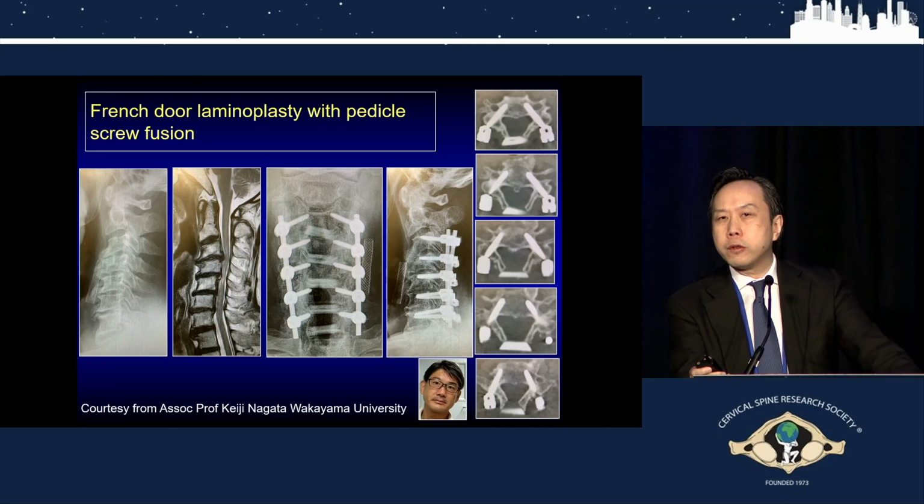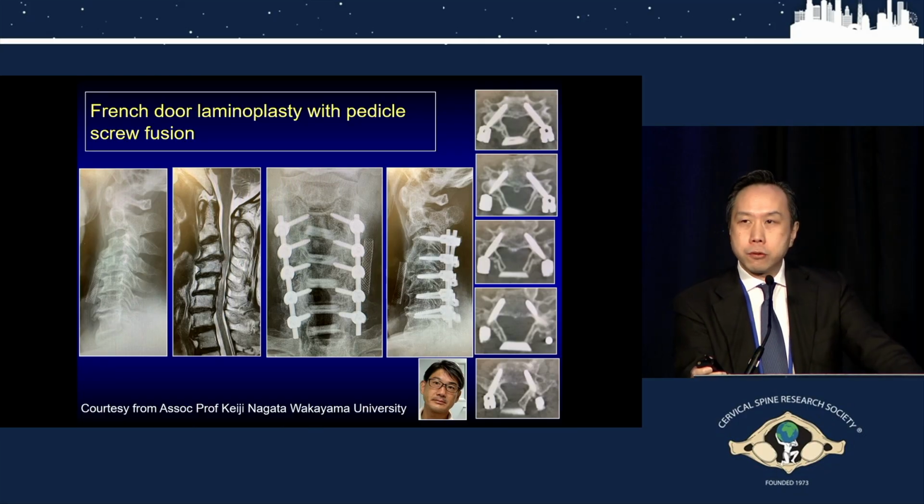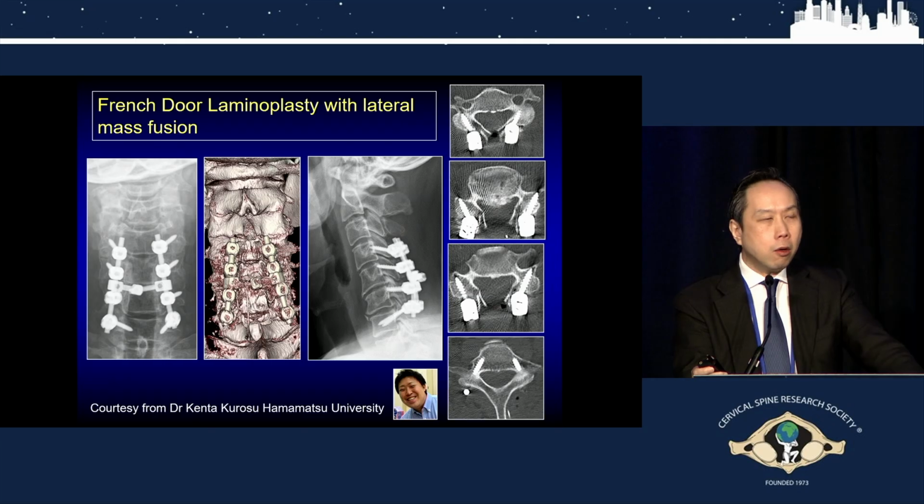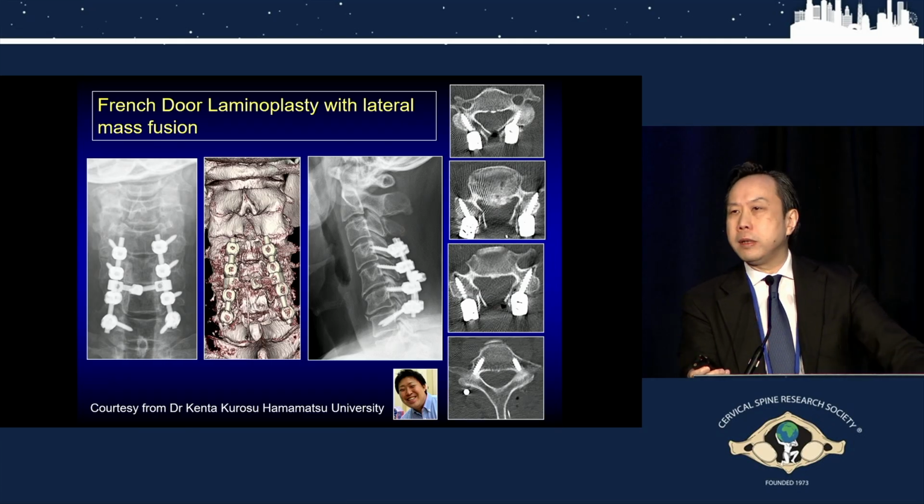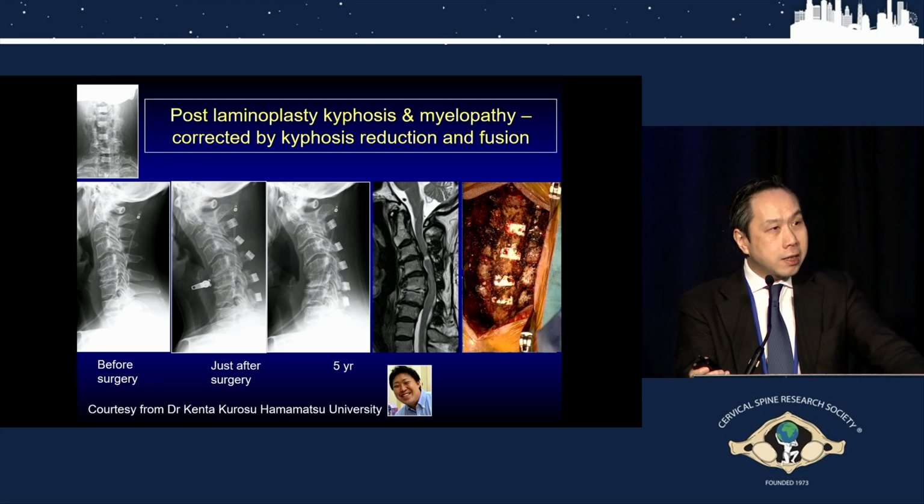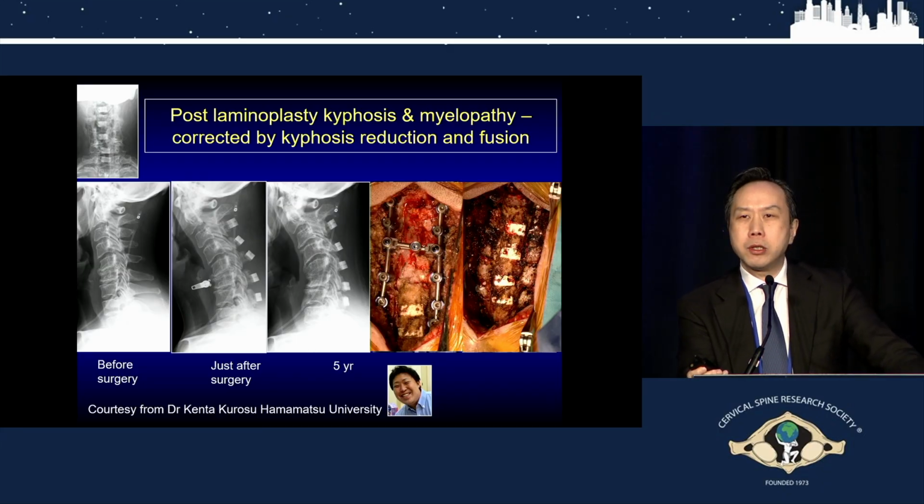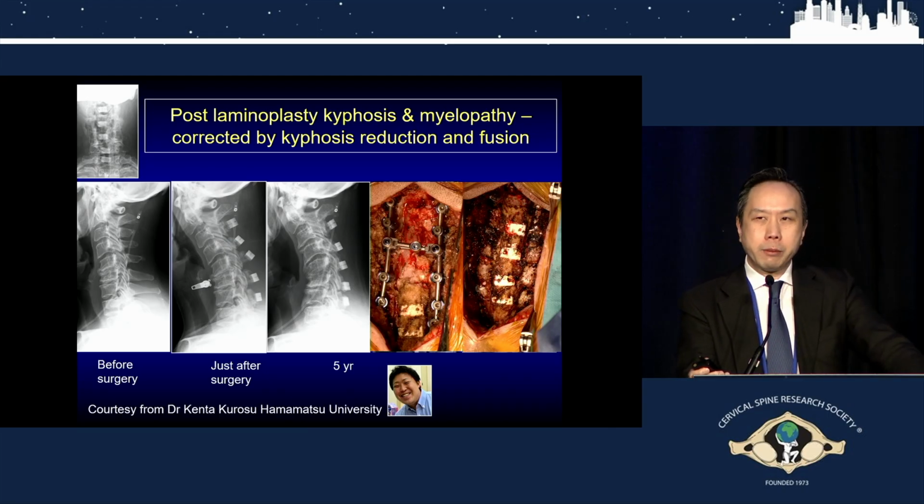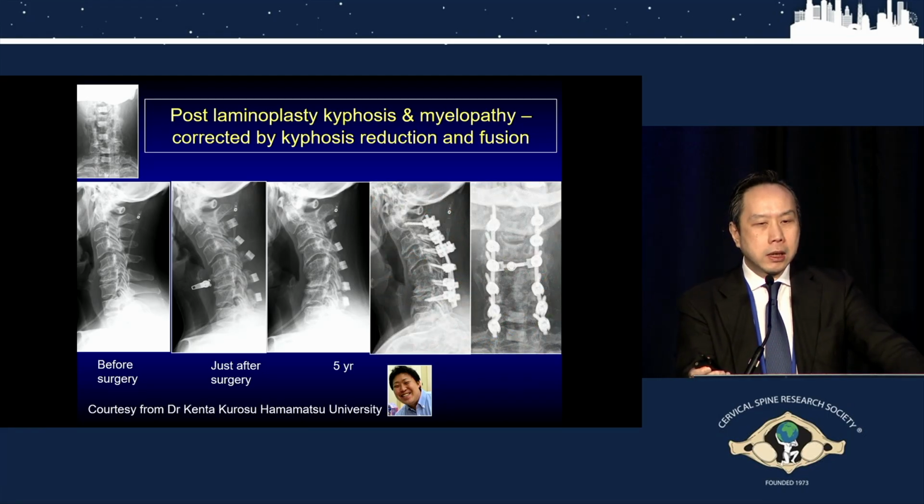And of course, we can also do it with the French door technique using pedicle screws, as Dr. Nagata has shown us in this case, and also use lateral mass screws in this area. And Dr. Kenta has suggested the use of fusion in laminoplasty as a salvage technique. This is a case where they developed post-laminoplasty kyphosis after 5 years. You can see that the implant is still there, with the open door over that area. What he decided to do was correct the alignment using lateral mass screws, and in the most severe area they did a laminectomy, but kept the remaining laminoplasty intact in these particular patients.